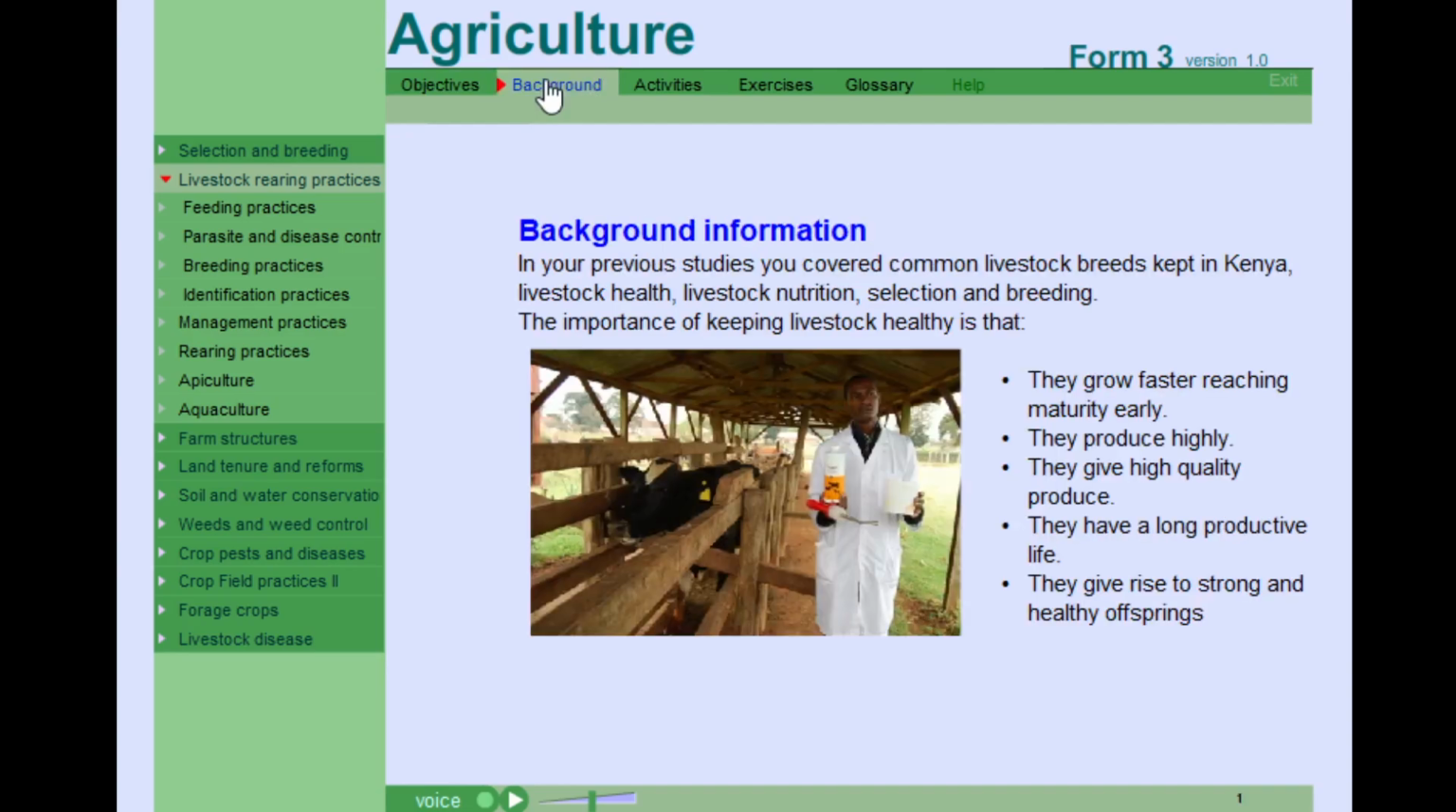Background information. In your previous studies, you covered common livestock breeds kept in Kenya: livestock health, livestock nutrition, selection, and breeding. The importance of keeping livestock healthy is that they grow faster, reaching maturity early, they produce highly, they give high-quality produce, they have a long life, and they give rise to strong and healthy offsprings.